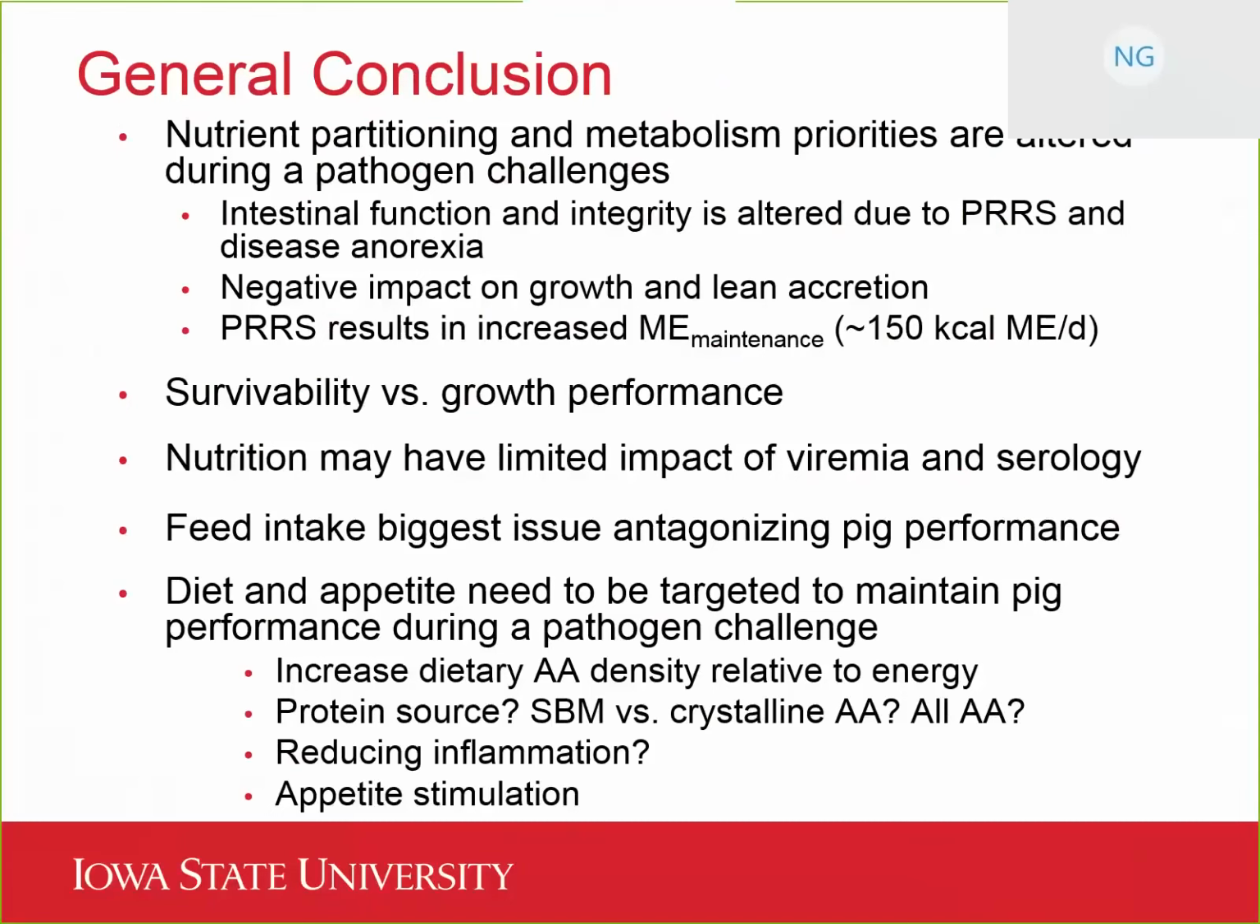And the biggest thing is feed intake seems to describe most of the disease phenotypes that we've looked at. So really, if we look to the future, what can we do to actually improve or stimulate appetite without having any negative consequences on pigs? And then increasing amino acid density relative to energy seems to be a good practical solution that we've now tested 3 or 4 times, and we're improving growth rates and performance parameters in PRRS challenge pigs.